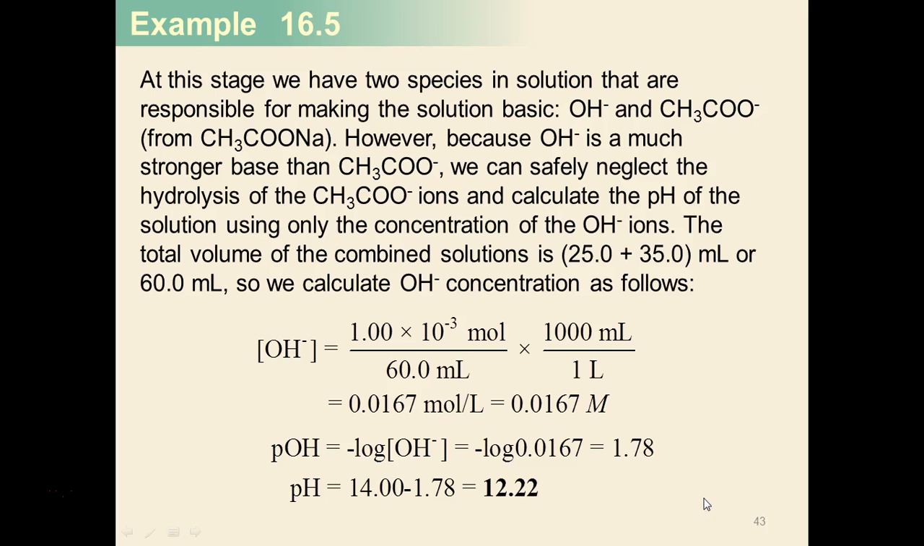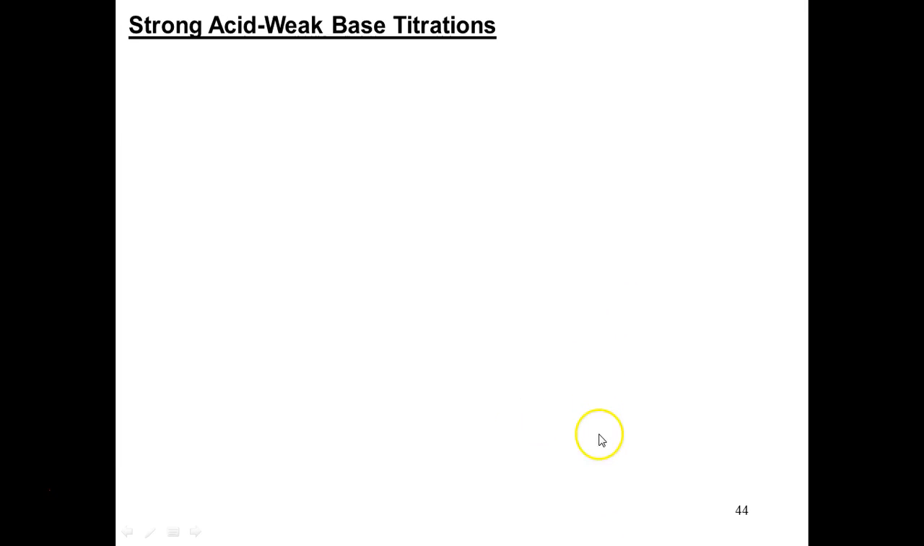All right? And so the total volume of the combined solution, this is from the acid solution, and this is from the sodium hydroxide solution, that's going to be 60 milliliters. So we take the number of hydroxide moles left over, divide by 60, multiply by 1,000 to get our new molarity of hydroxide. Taking the negative log of that molarity of hydroxide, we'll get the pOH. From the pOH, we subtract from 14 to get the pH. So that's our pH of the next solution.